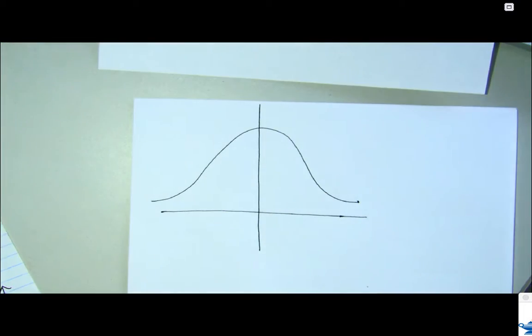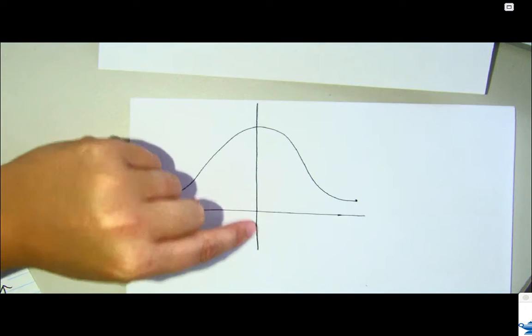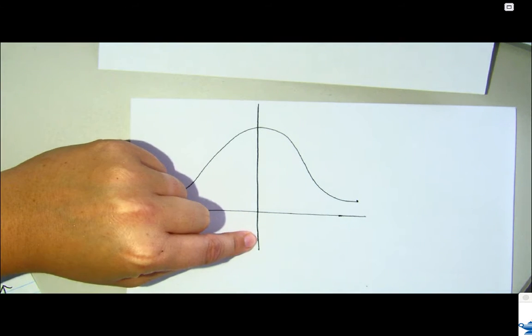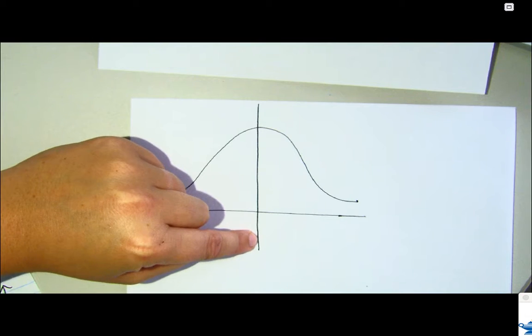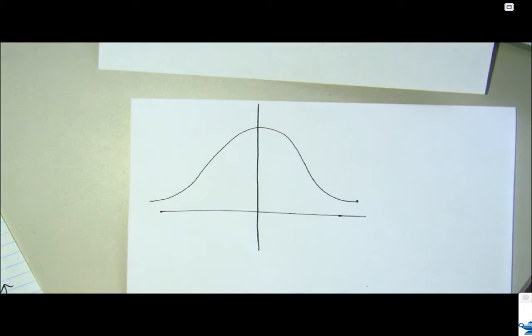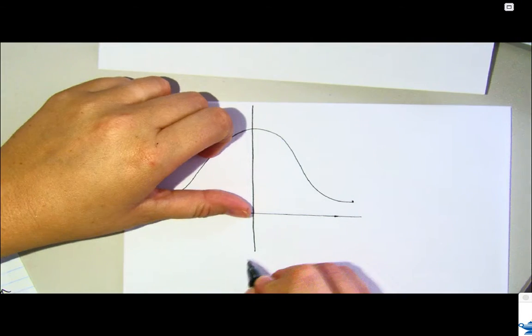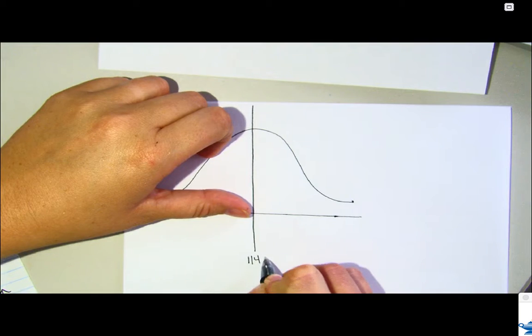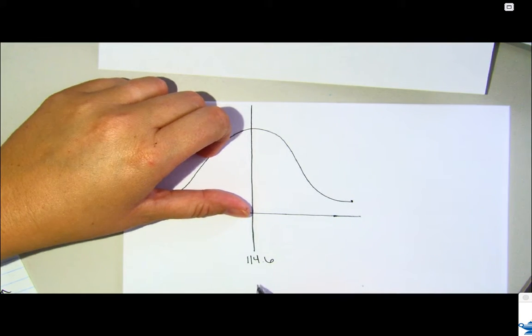Okay. So, what number goes at the bottom of this line, ladies and gentlemen? What number from the thing we just found? 114.6. The average. 114.6 because that's the average.